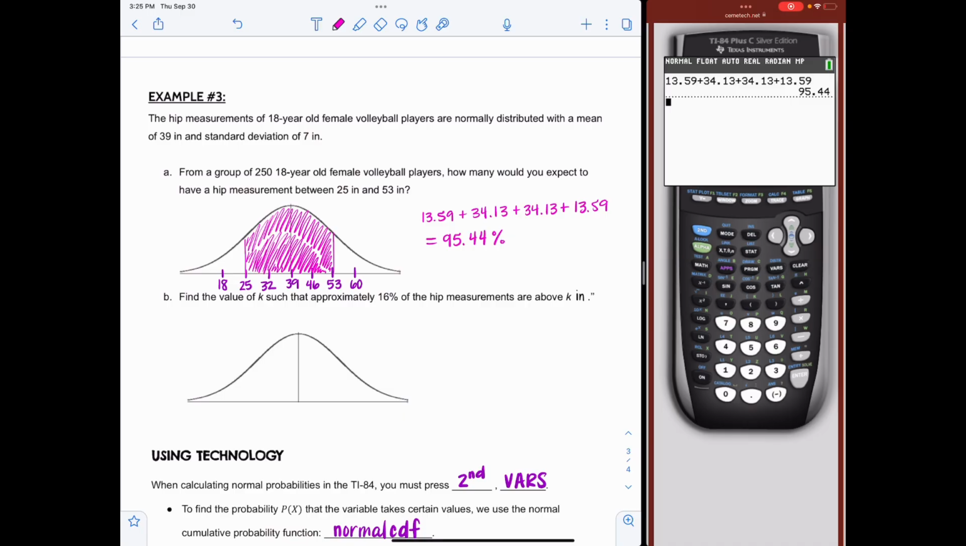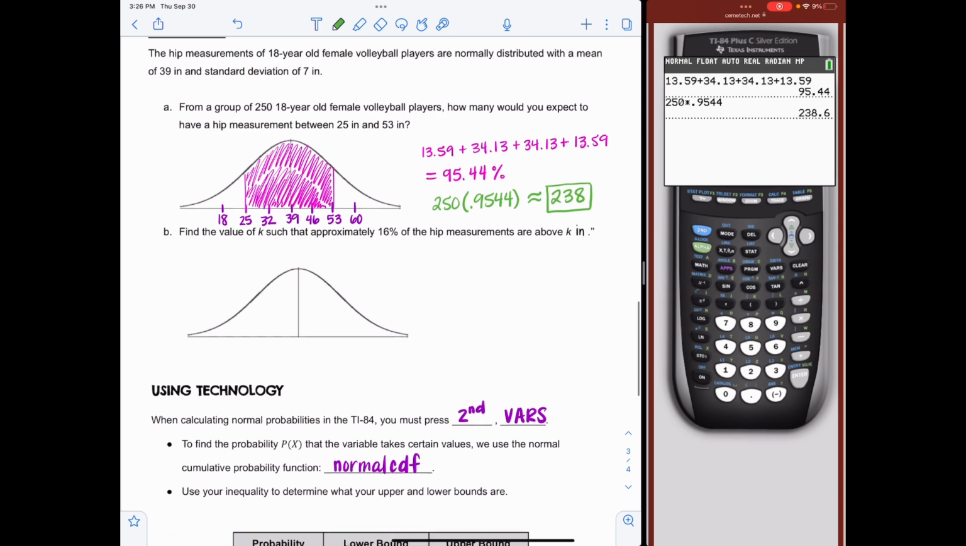So if we want to figure out the total number of people, we could just take 250 times 95.44% as a decimal. And that gives us approximately 238 volleyball players that fall into that category, which is the majority of them, okay?